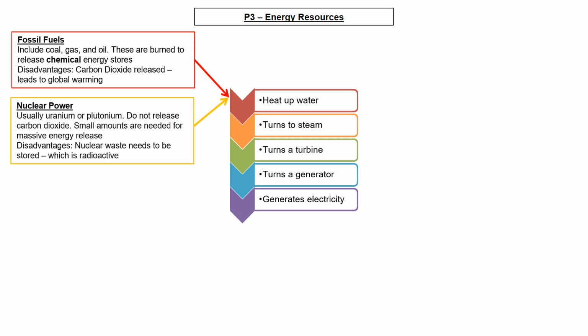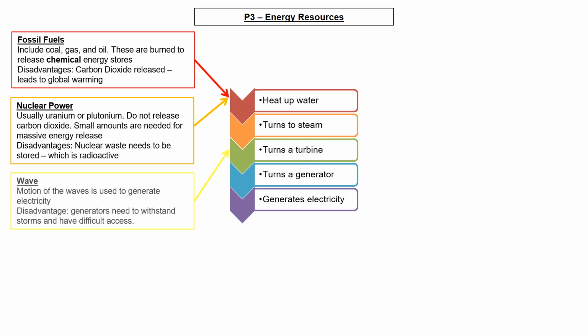Nuclear power. Usually using uranium or plutonium. Sometimes we use thorium. It depends on the type of reactor. These do not release carbon dioxide. They are not contributing to global warming. All you need are very small amounts of the actual fuel to get a massive energy release. Disadvantages of this though, the nuclear waste needs to be stored. The problem with it is that it's heavily radioactive. It's really not pleasant stuff.